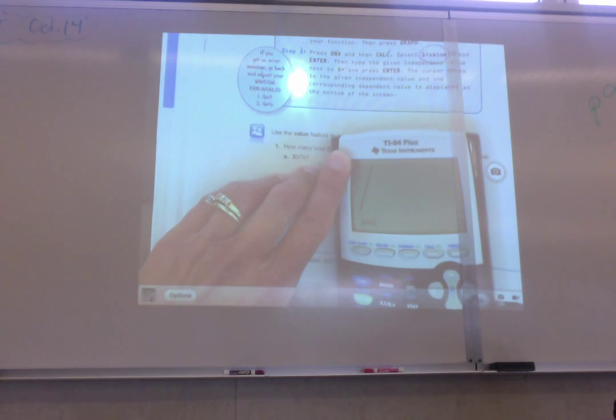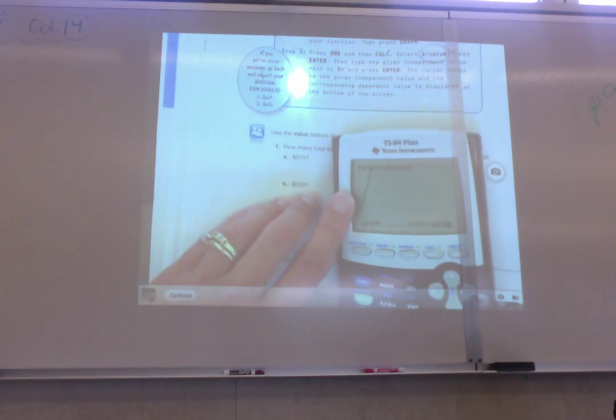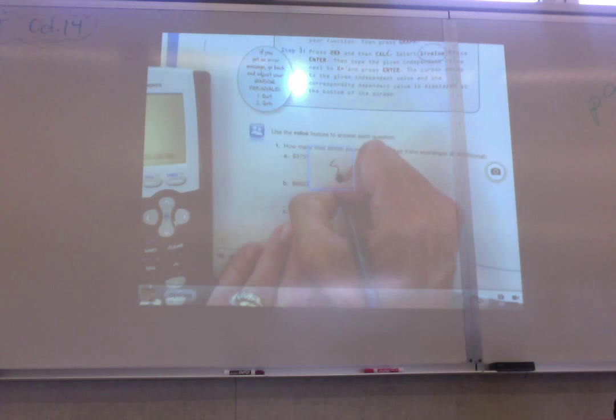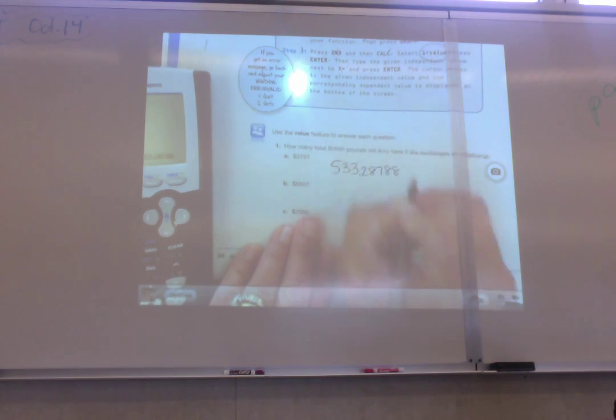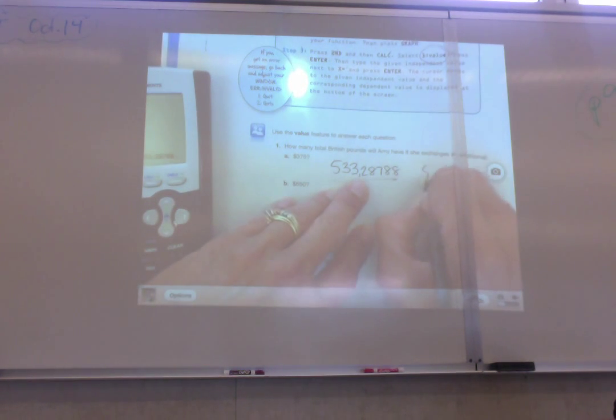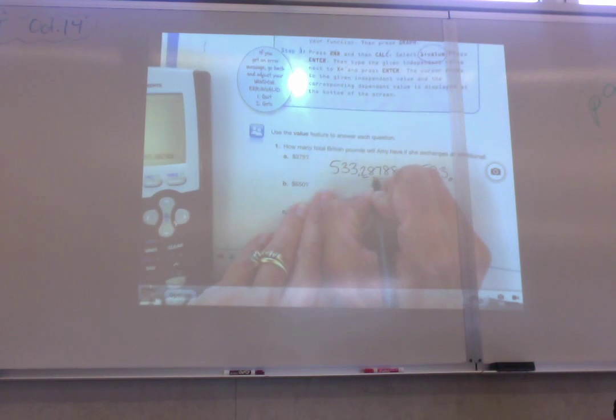This time it's going to be 375. Now we're going to push enter, and it tells us how many pounds. How many pounds is it? 533.2.80. Okay, now remember, that's what the calculator says because it's just doing math. But now for our scenario, we got to make that look like money. So 533 point, and we're going to use 2 decimal places.